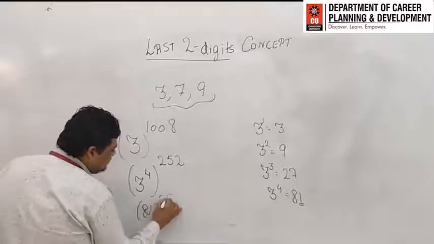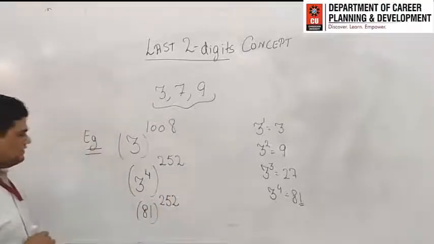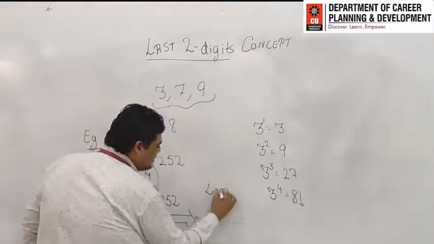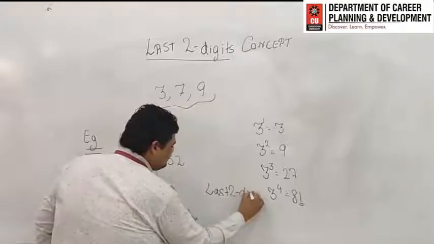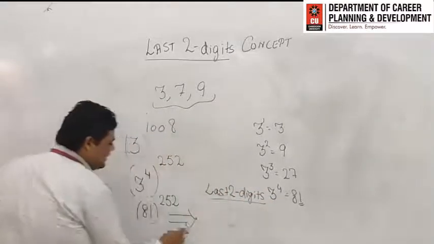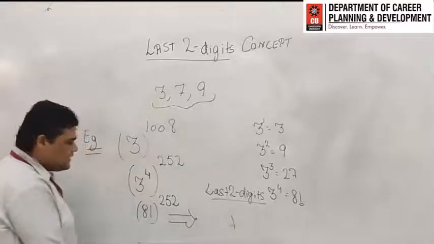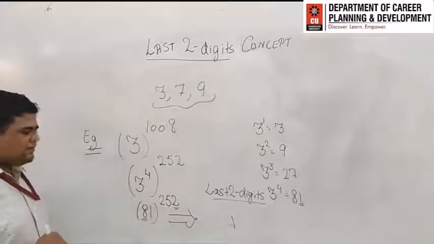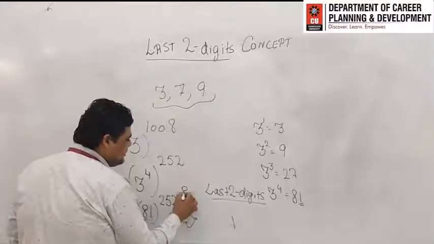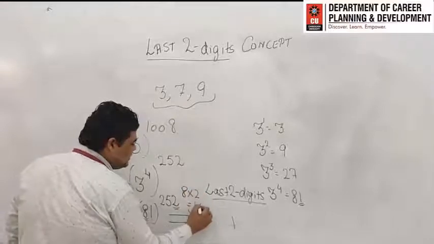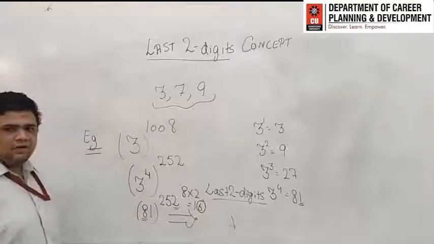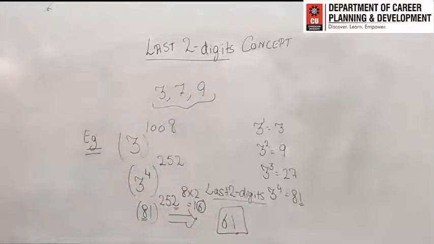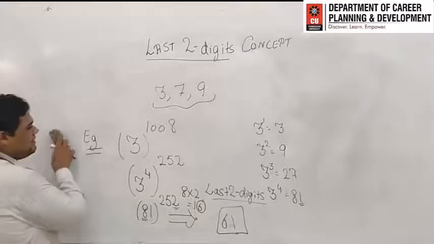Now, 81 raised to the power 252. The last two digits: 1 is the unit place as it is. Then the tens place value 8 multiplied by the unit place value of the power, so 8 multiplied by 2 is 16. You just have to take the unit place value, which is 6. So the last two digits will be 61.